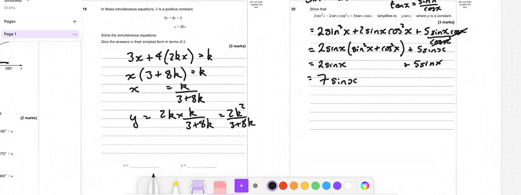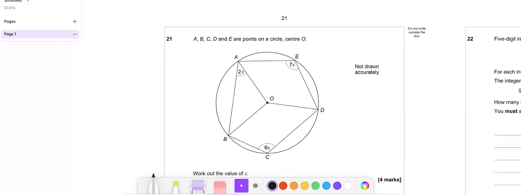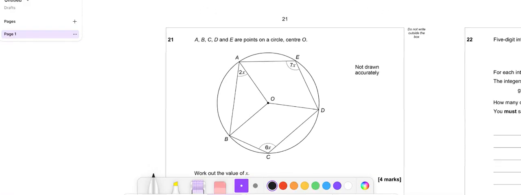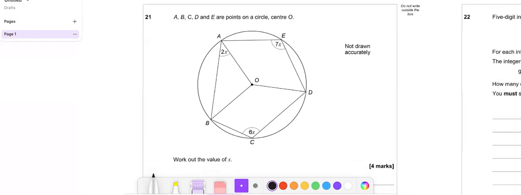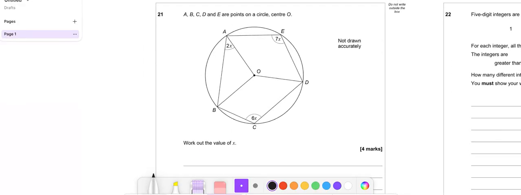Okay, that's question 20. Closing in. 2 questions to go. Question 21. To work out the value of x. So, not obvious. Let's just write in what we know. So we know that that's going to be 2x.